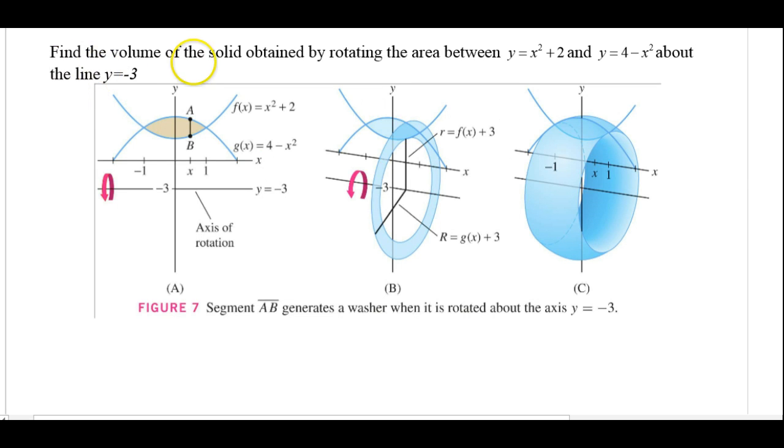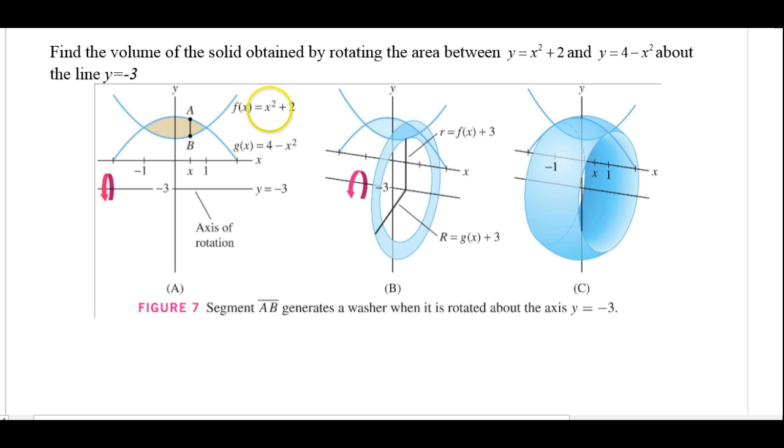Alright, next example. Find the volume of the solid obtained by rotating the area between y equals x squared plus 2 and y equals 4 minus x squared about the line y equals negative 3. So the graphs have been given to us. Although these are two basic functions, you would need to know how to graph without a calculator.